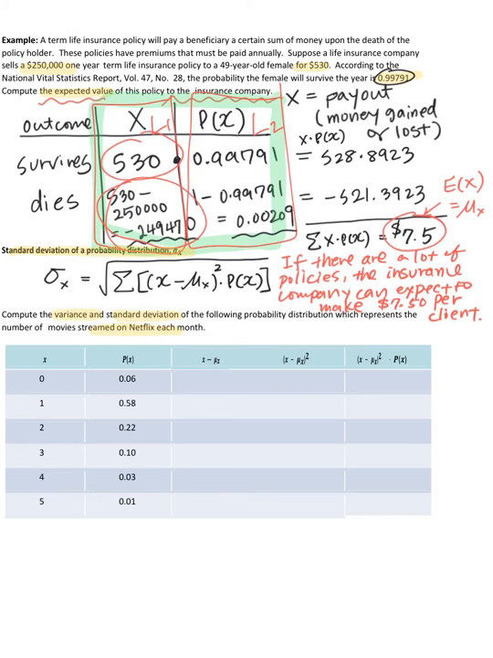First we're going to take the value of x, so I'm going to take 0 here, and you're going to subtract mu of x. We found the mean of the distribution to be 1.49 on the previous page. So 0 minus 1.49 is negative 1.49. Then you're going to square that value, negative 1.49 squared. Then you multiply that by the corresponding probability, which is 0.06. When you do that, you should get 0.133206. So this is for the first row.